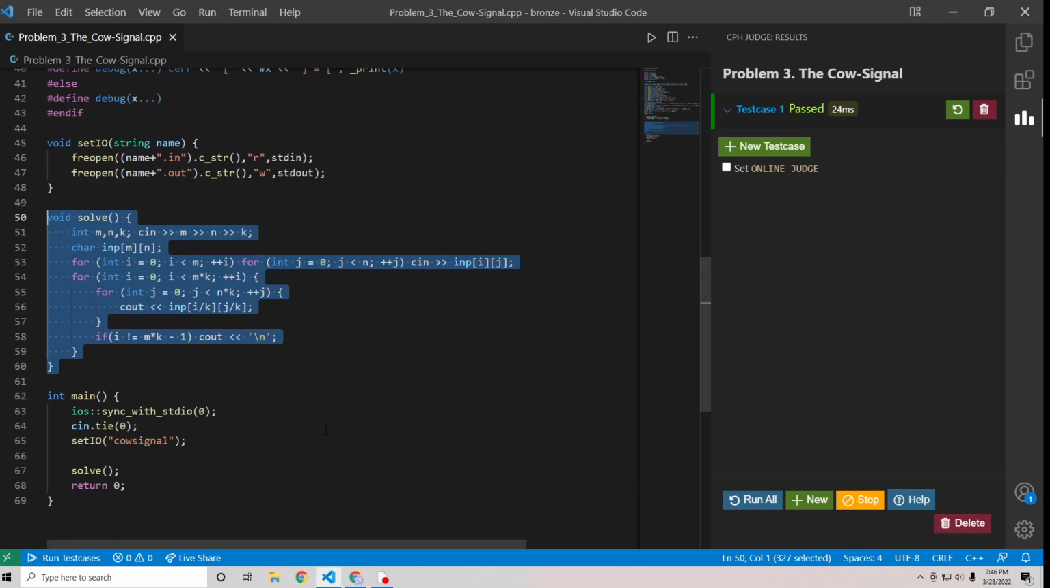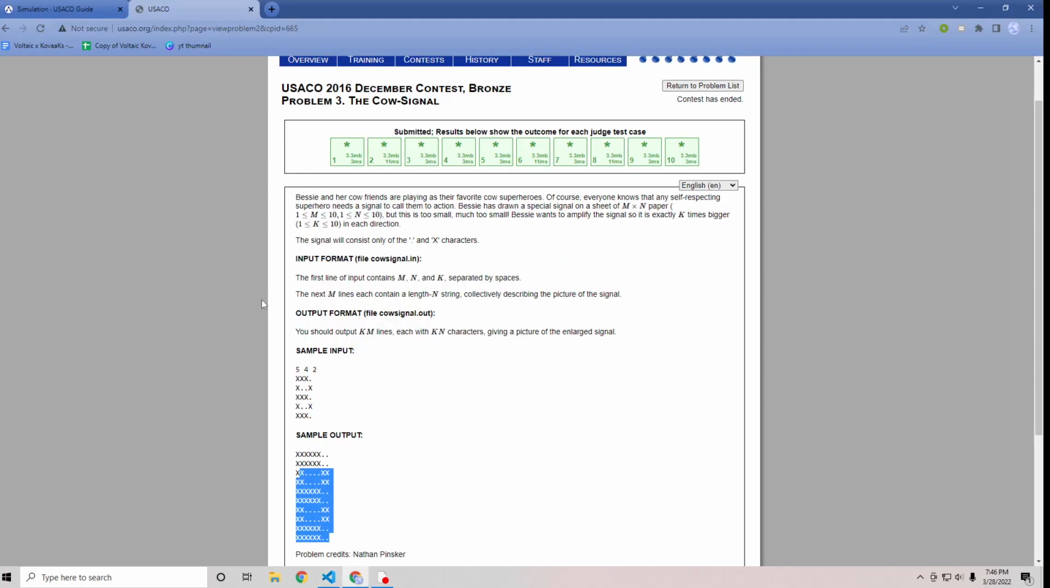So first thing first, we just read in the input. We have M, N, and K. We create a 2D array which has M rows and N columns, and we just read in the input. And then from there, we know that the output is going to be K times as large in each direction. The hint here, in the output format, is that you should output KM lines with KN characters. So we'll have KM rows, and in each row we'll have KN columns.